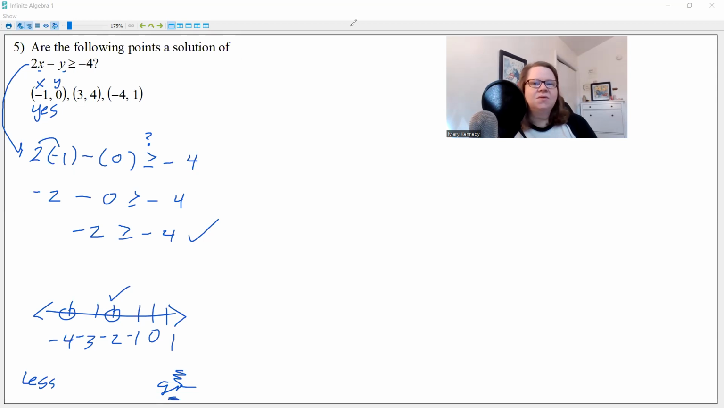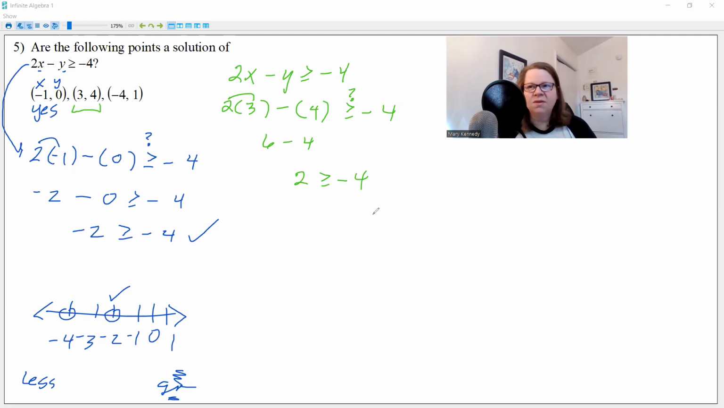Okay, so now we're going to do 3, 4. So I'll change the color just to make it a little easier to see. 2x minus y greater than or equal to -4. I'm going to plug in for x and for y. And I'm going to say, is this true? So x is 3, y is 4. 2 times 3 is 6. 6 minus 4 is 2. Is 2 greater than or equal to -4? It's greater. So yes. All right.